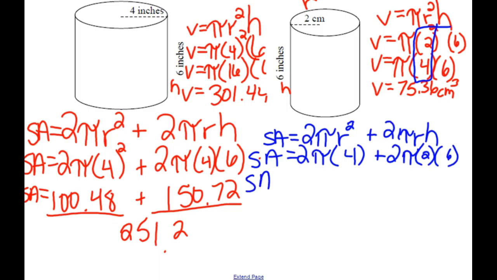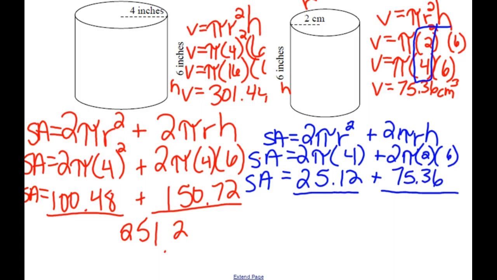So now I'm just going to go through and simplify each part of the formula. So the first part of the formula is 2 times 3.14 times 4. And so we get 25.12. Our second part of the formula is 2 times 3.14 times 2 times 6. And we get 75.36.